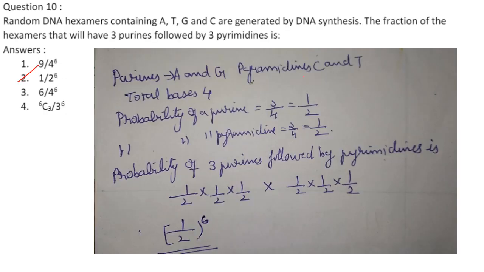Random DNA hexamers containing A, T, G and C are generated by DNA synthesis. The fraction of the hexamers that will have 3 purines followed by 3 pyrimidines. Now purines are A and G and pyrimidines are C and T. Total 4 bases. Probability of a purine is half and probability of a pyrimidine is half. Probability of 3 purines followed by 3 pyrimidines is half into half into half into half into half into half, that is half raised to 6.